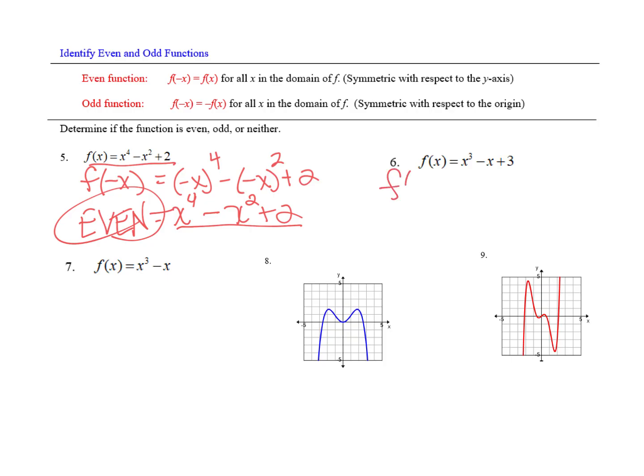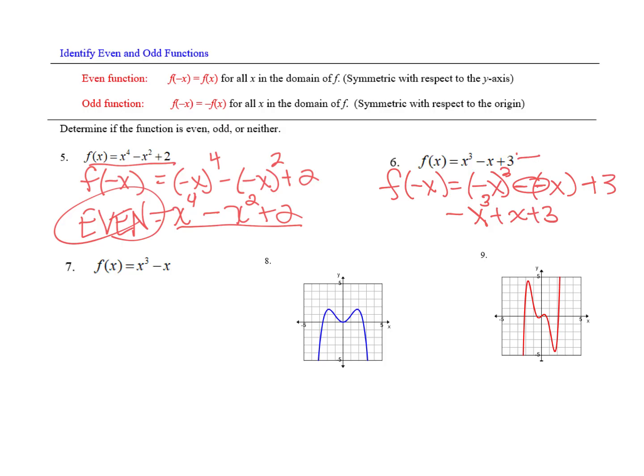All right, let's do another one. So f of negative x equals negative x cubed minus negative x plus 3. Well, again, negative x cubed is going to result in negative x to the 3rd power, because there are 3 negatives. That's going to leave it negative. Then it's going to be to the 3rd power. And then minus a negative here creates a plus x. And then I don't have anything to multiply there, so plus 3.